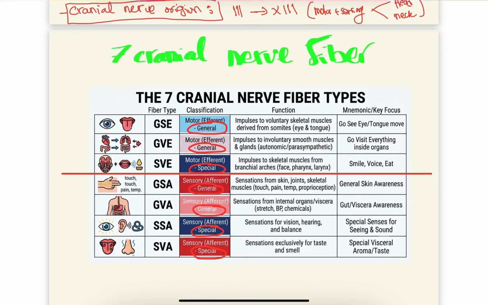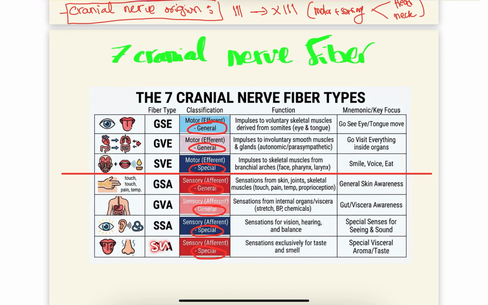And then you have the SSA. So it's memorized as in what? Special senses for seeing and sound. So special senses for seeing and sound. So does this mean vision and hearing and balance? Okay, vision, hearing, and balance. Why did I mention balance? Remember, vestibulocochlear nerve. So vestibulocochlear is hearing and balance.